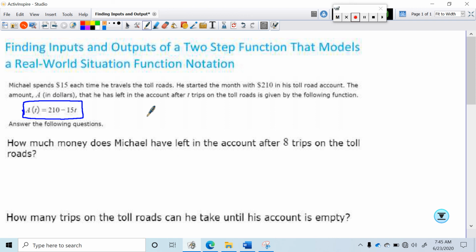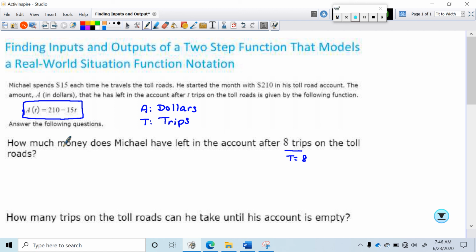They tell you A is dollars and T is trips. Even though this has T in parentheses, this is actually A here, so it's like A equals 210 minus 15T. So how much money does Michael have left in the account after 8 trips? So the T is going to be 8.